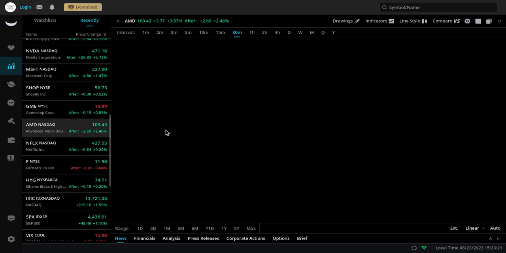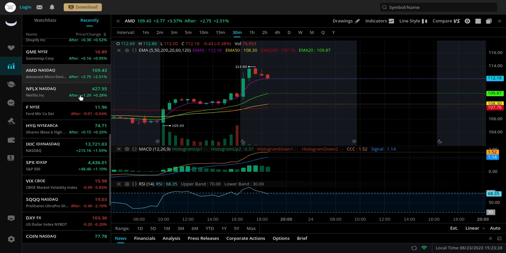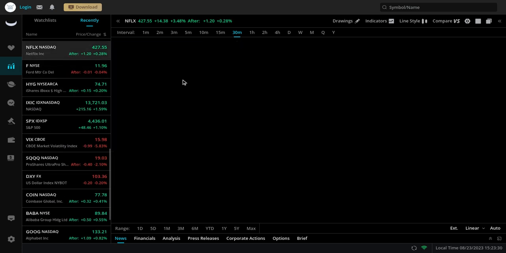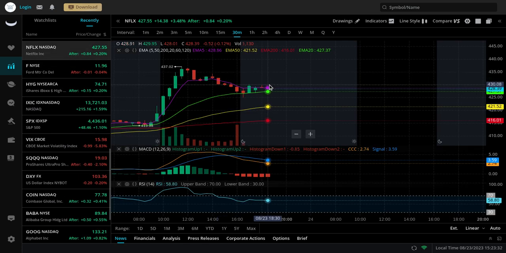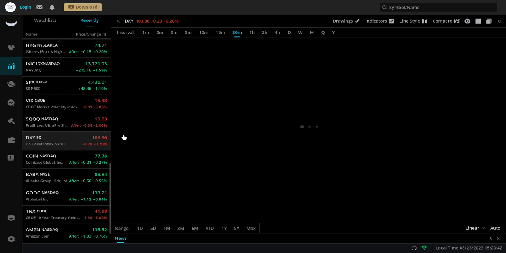AMD is up quite nicely, just like Nvidia. So watch for it to try to hold these levels. Could come down to 109, then bounce off that, but so far not too bad. Netflix, it's currently testing very close to 430. It could break below this and retest like 425 and then try to bounce, but I'm going to be watching 425. It is looking a little weaker as it was quite overbought for some time today.